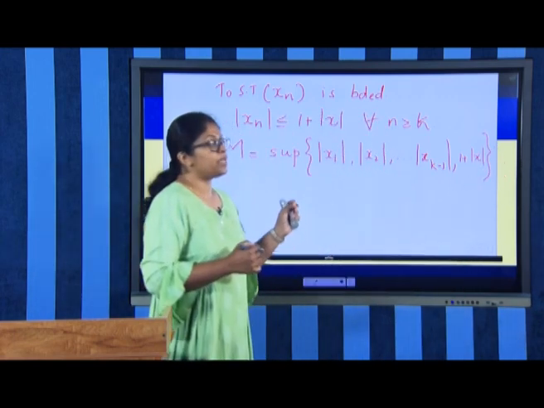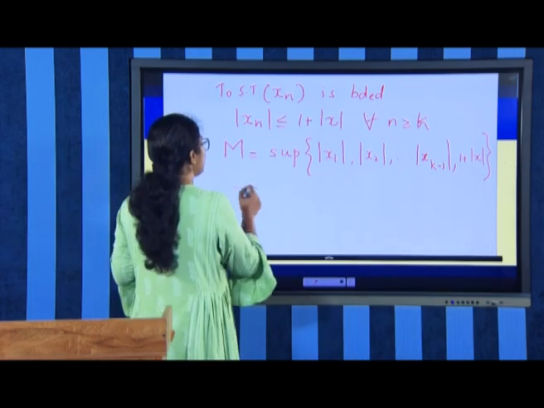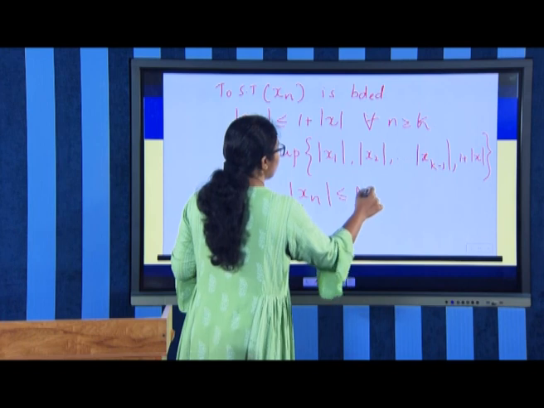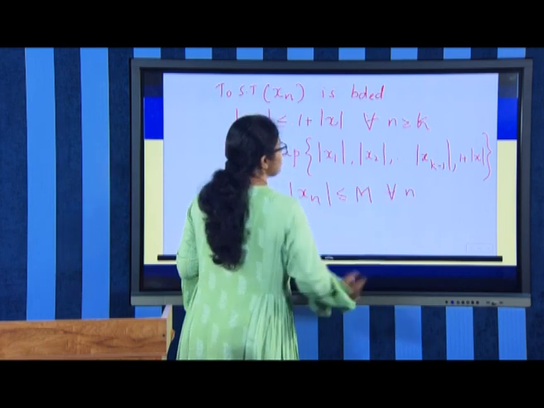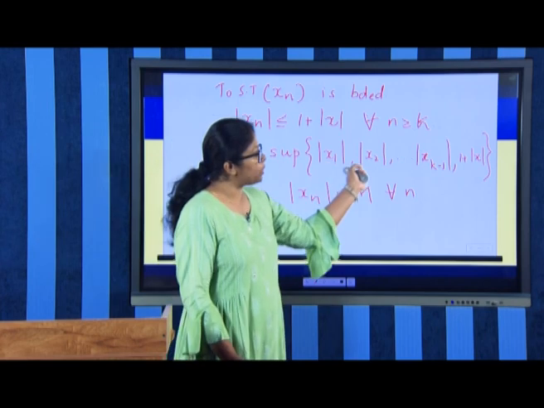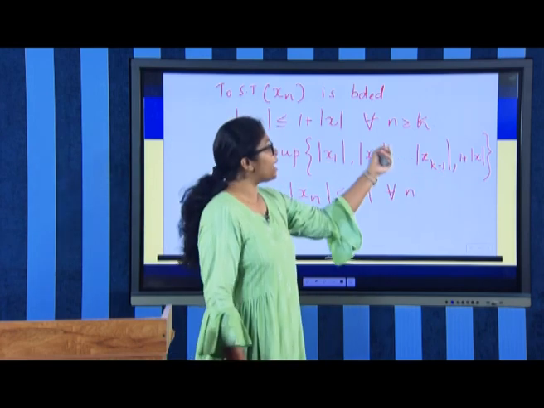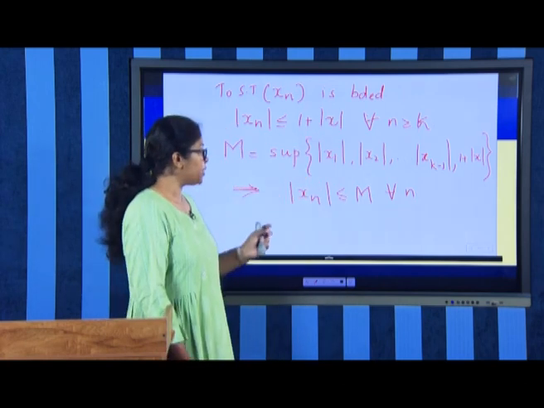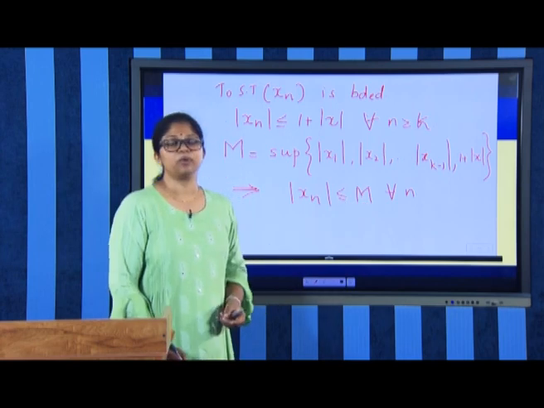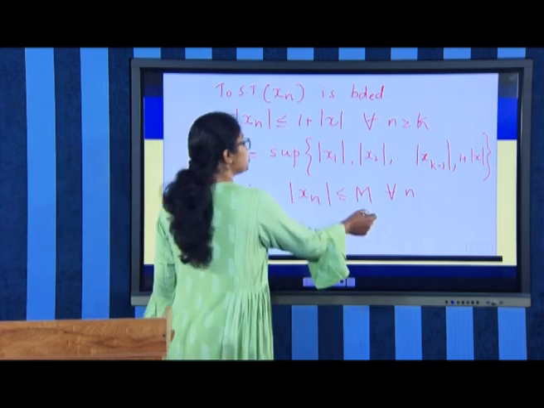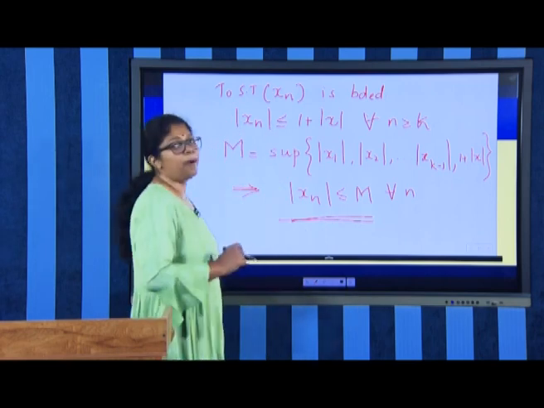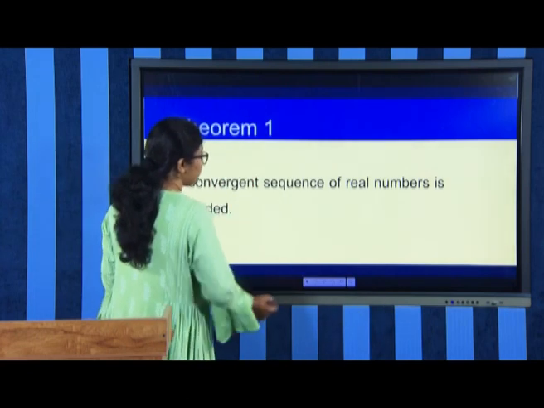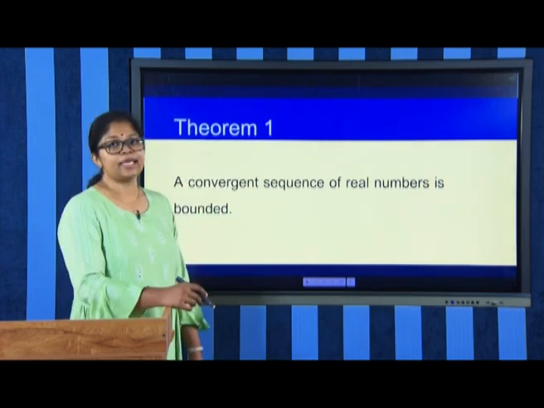So, if we could find such an m, definitely this will imply modulus of xn is less than or equal to m for every n, because we have included all the remaining k minus 1 terms here, and for n greater than or equal to k, it is bounded above by 1 plus mod x as well. So, we have mod xn is less than or equal to m for every n. This shows that the sequence xn is bounded. So, that is the result: every convergent sequence of real numbers is bounded.